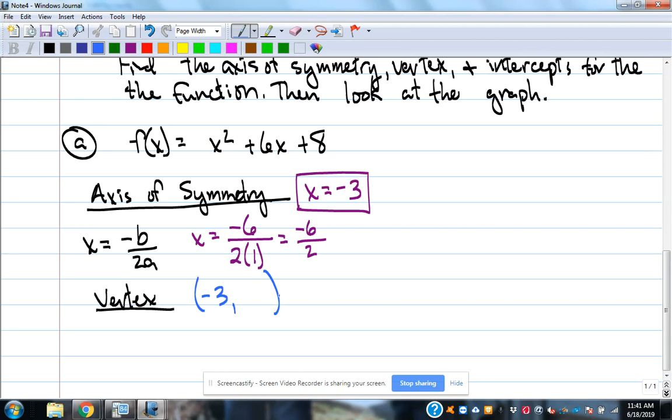If I've got an x value, to find the y value, I take it and I plug that x value in. I find out what's f of negative 3. That means plug negative 3 in everywhere there's an x.